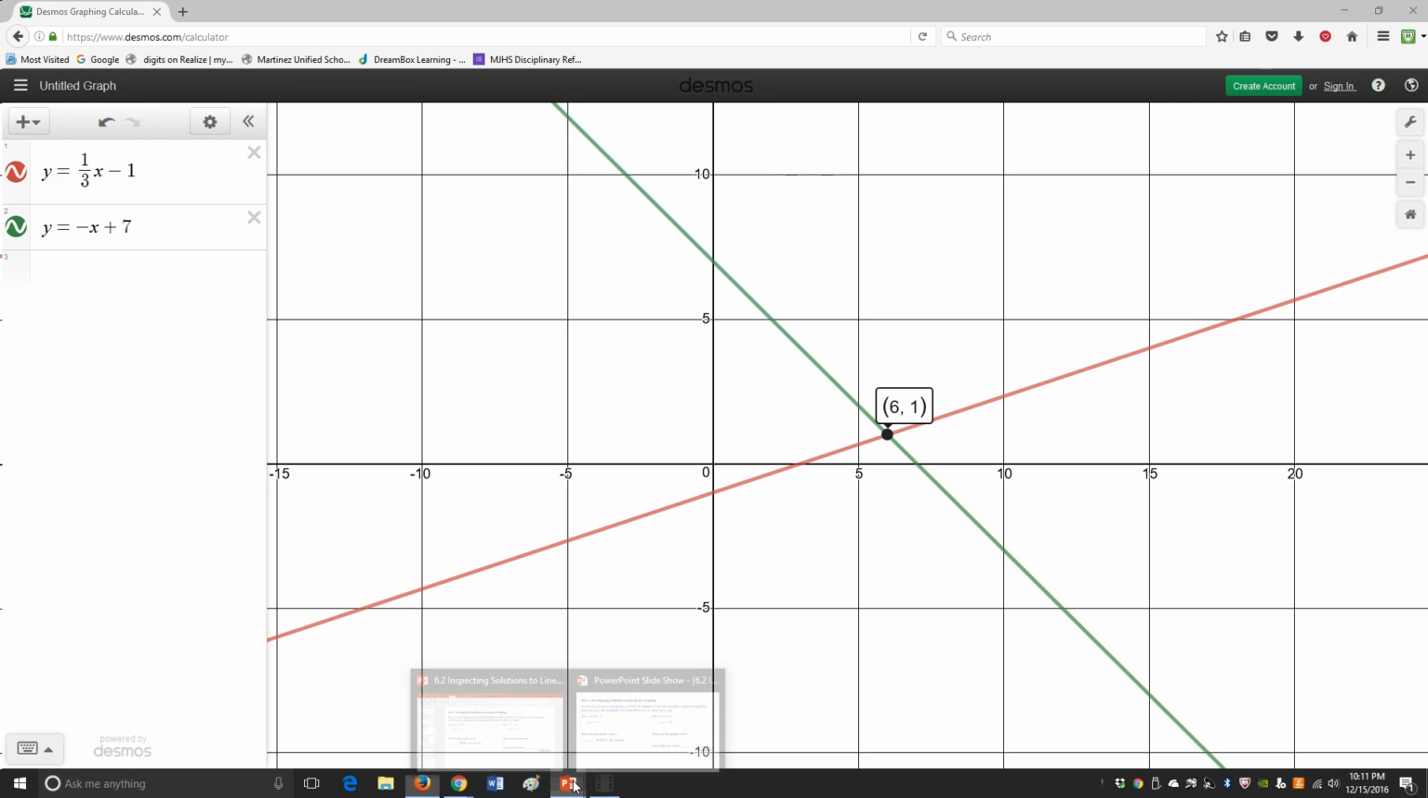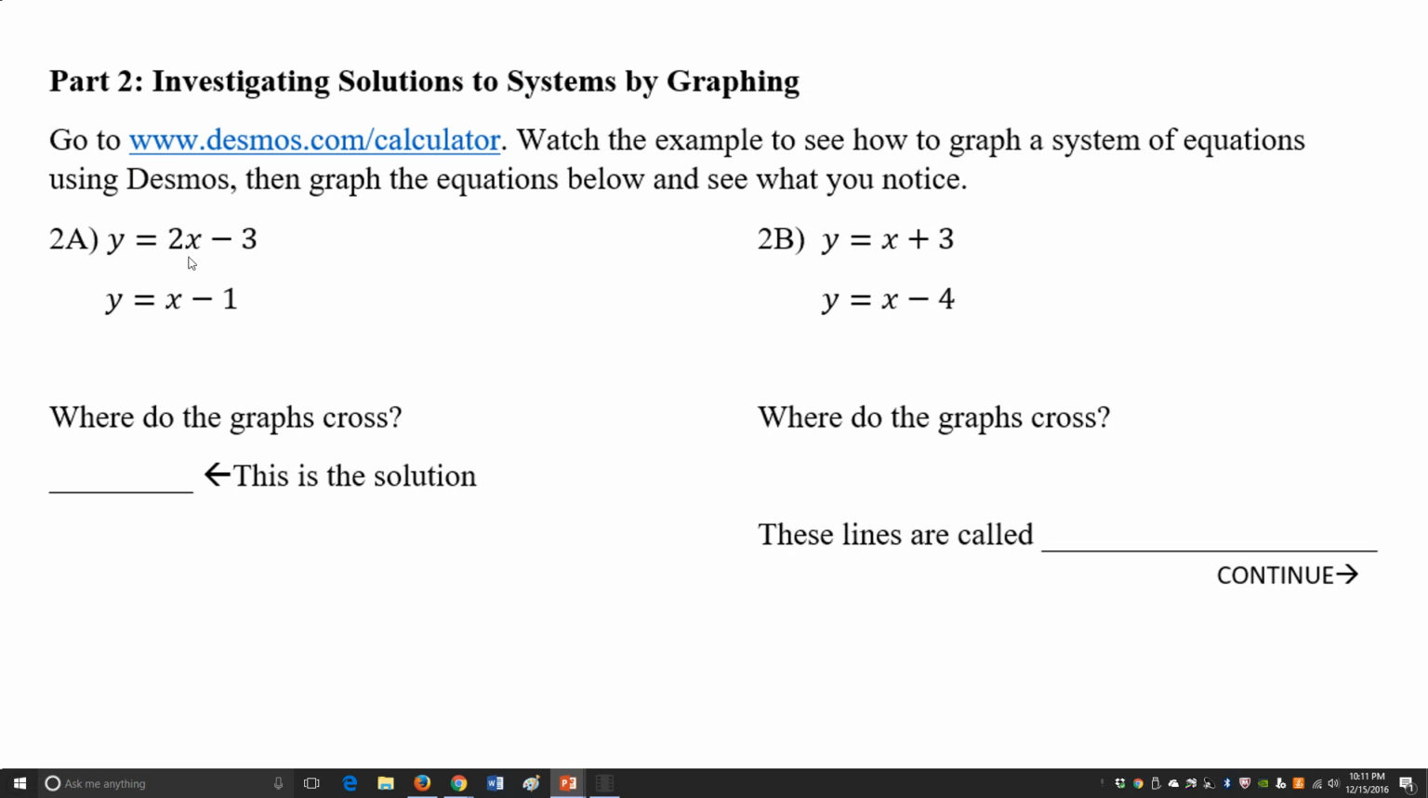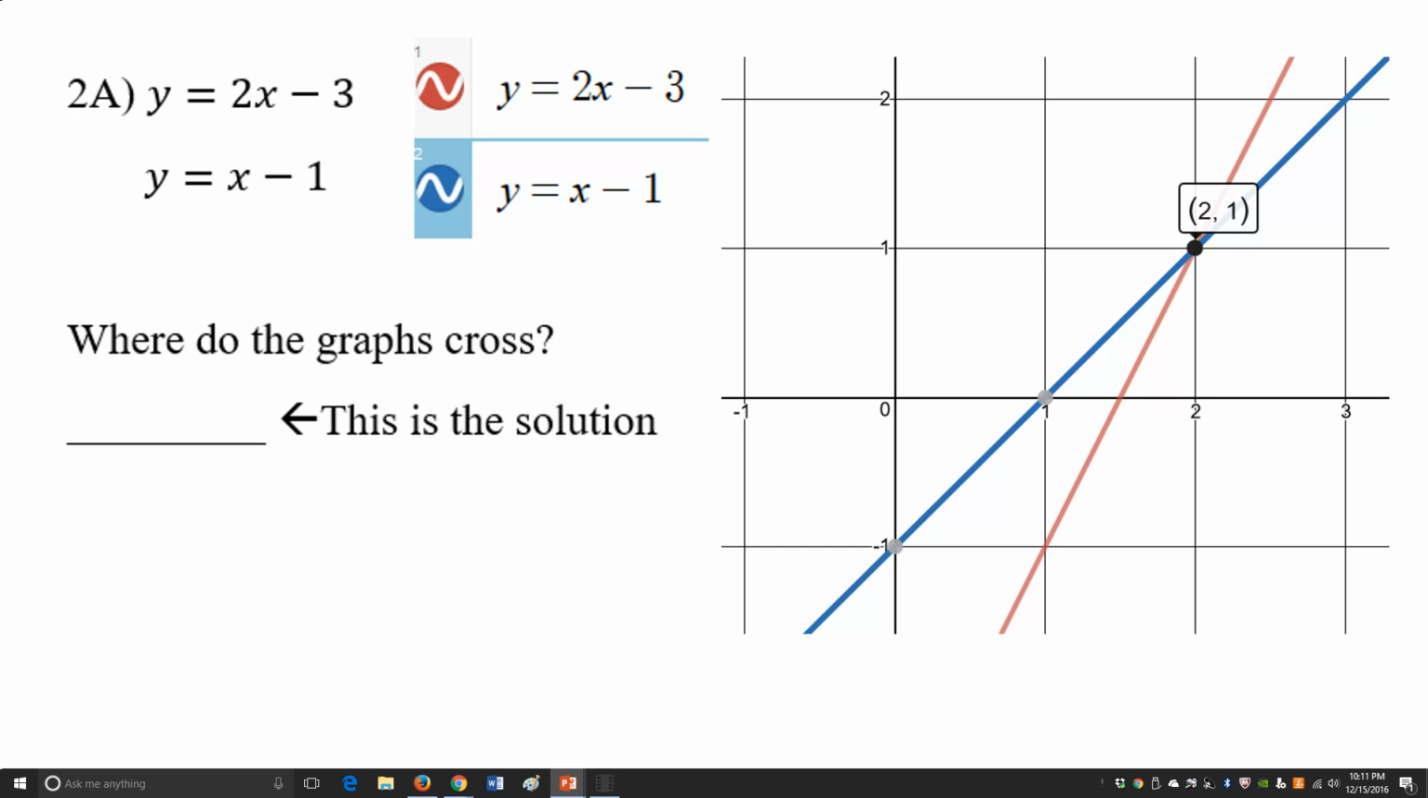So what I would like you to do now is go to Desmos.com and then type in the two equations you see for 2a. So graph the system 2a, and I'd like you to enter in where the graphs cross. So if you did 2a accurately, this is what your graph should look like. You could have different colors, and they cross at 2, 1.